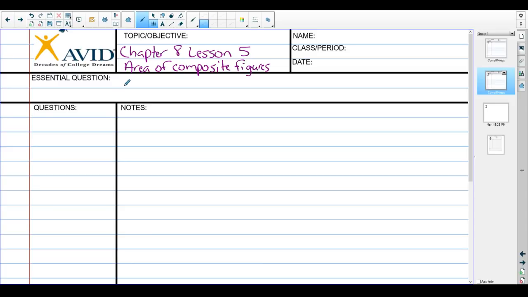Composite figures. Our central question: what is a composite figure, and how do we find its area?